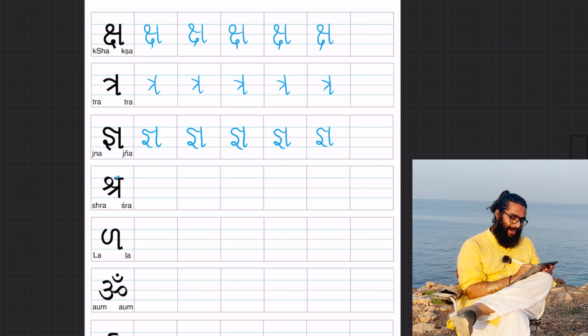The next composite consonant, which is a combination of sh and r, is written like this. There is no shiro rekha in Gujarati. It is written like this. Shra. A line and this.